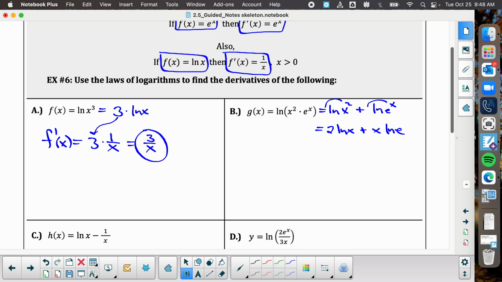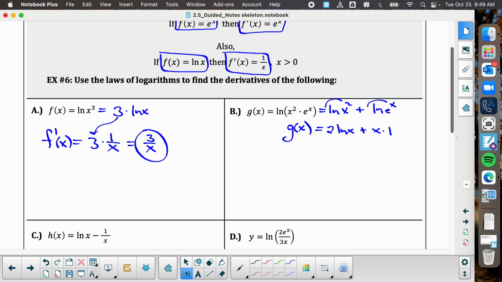Remember that? 1. Yep. ln of e is 1 because this is like saying log base e of e. So in your head, you're saying e to what power is e? Is 1. Okay? So, 1. And this is about as simple as I can think to make this one.